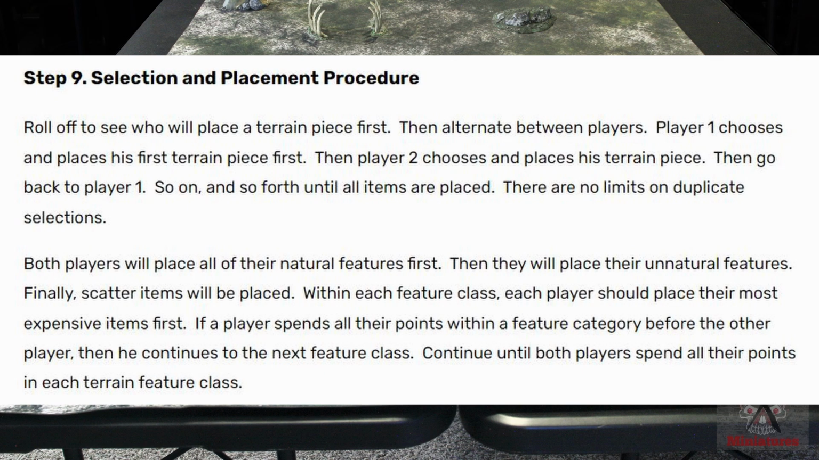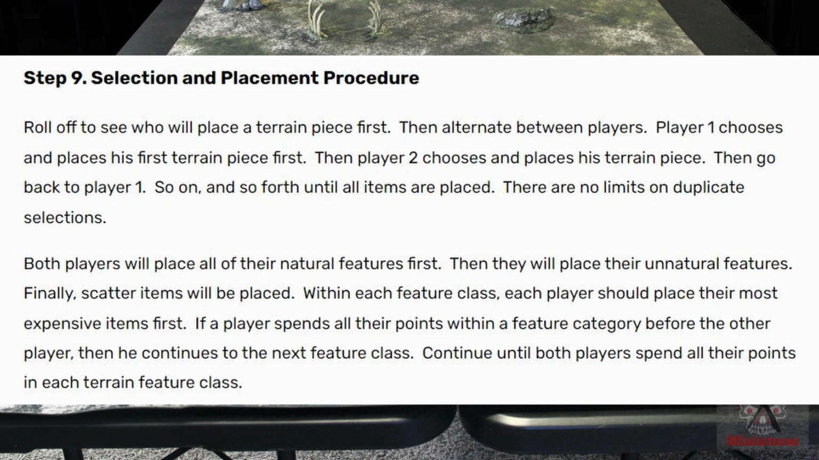There are no limits on duplicate selections. Both players will place all of their natural features first. Then they will place the unnatural features. Finally, scatter items will be placed. Within each feature class, each player should place the most expensive items first. If a player spends all of their points within a feature category before the other player, then he continues to the next feature class. Continue until both players spend all of their points in each terrain feature class.